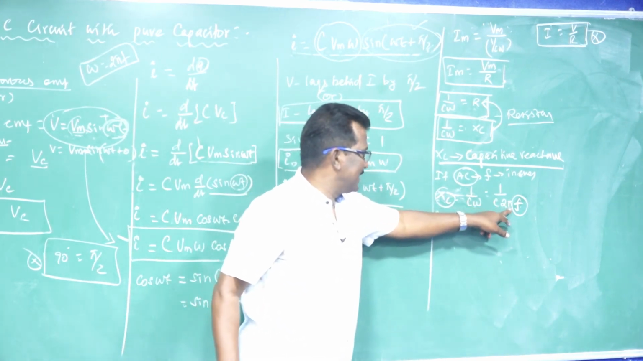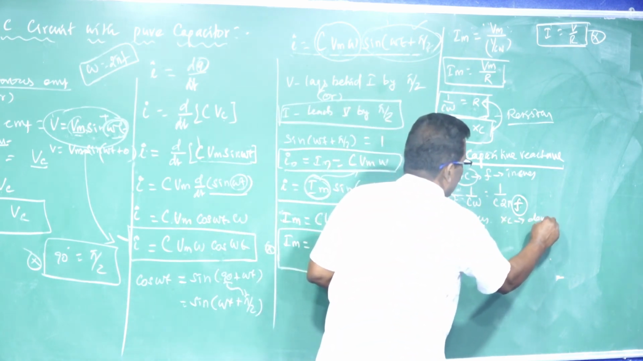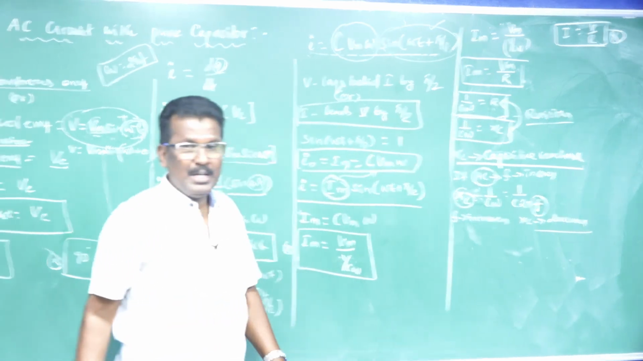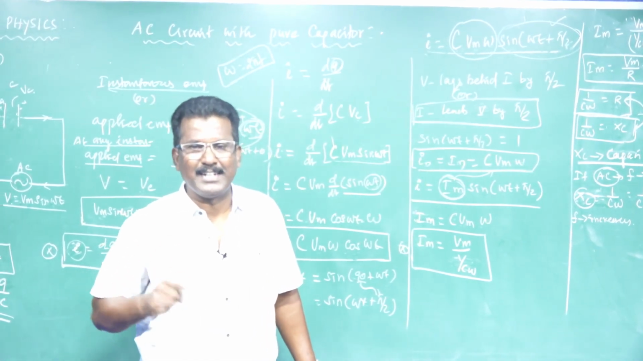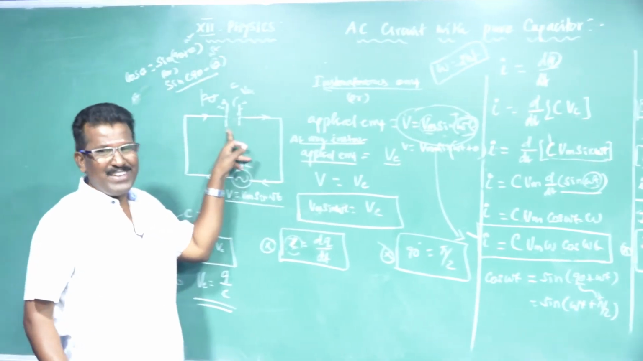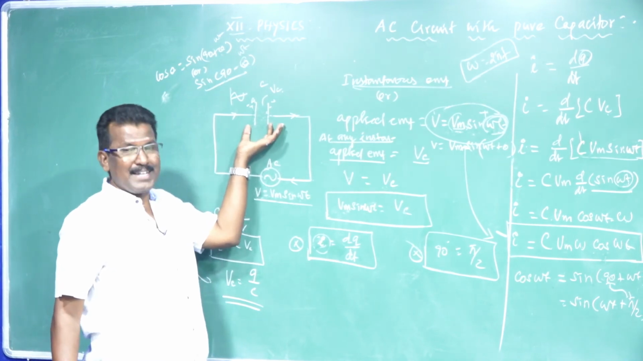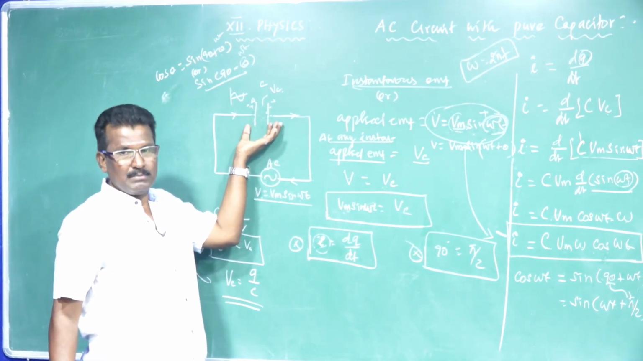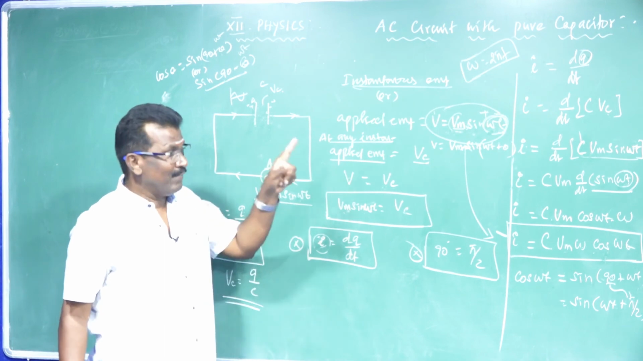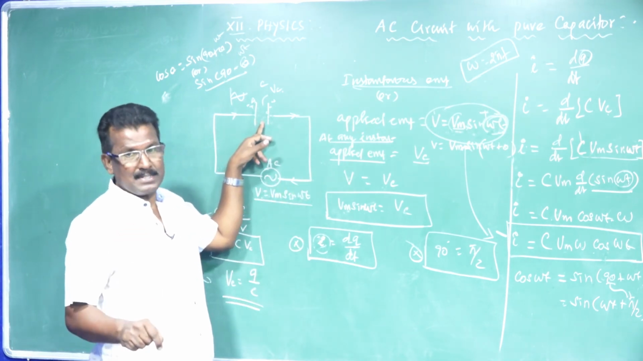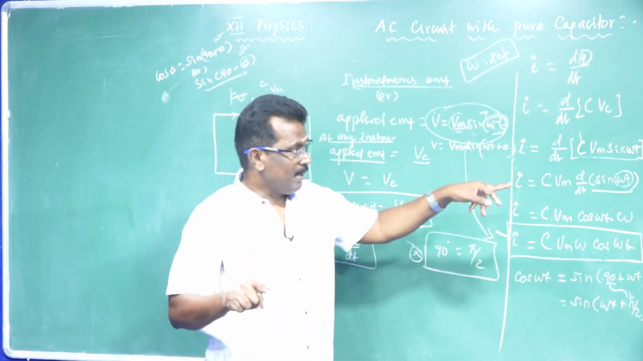So when the frequency increases, capacitive reactance decreases. F increases, XC decreases. So the opposition is very, very low. When the rotation frequency of the coil increases continuously, the capacitor opposes very, very less. In the case of an ideal capacitor, there is no opposition. If any capacitor has some reactance, when the frequency increases, capacitor reactance decreases. When the frequency decreases, when the coil rotates very slowly, capacitor reactance increases.